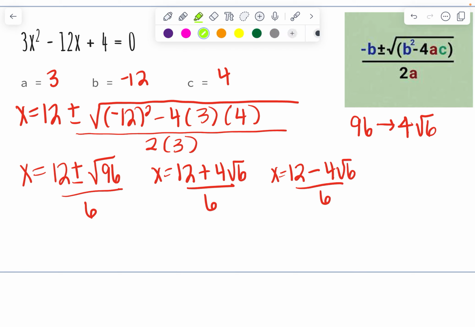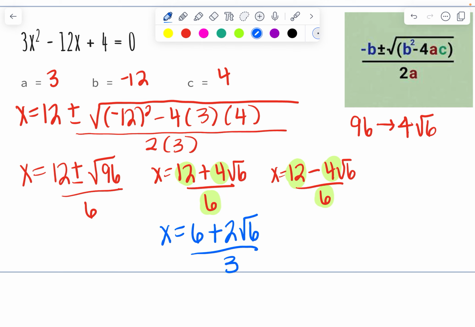Again, I need to simplify here. I need to find what number I can divide 12 and 4 and 6 by. We can divide all of those by 2. 12 divided by 2 is 6, plus 4 divided by 2 is 2. 6 divided by 2 is 3. So x equals 6 plus 2 times the square root of 6 divided by 3, and 6 minus 2 times the square root of 6 divided by 3.